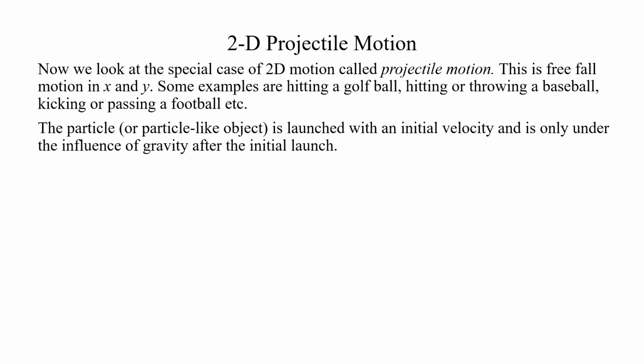Alright, so now we're going to look at the special case of 2D motion called projectile motion. So this is free fall motion with both x and y components. Some examples are hitting a golf ball, hitting or throwing a baseball, kicking or passing a football, etc. So the particle is launched with an initial velocity and is only under the influence of gravity after the initial launch.